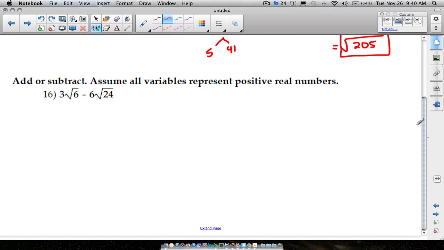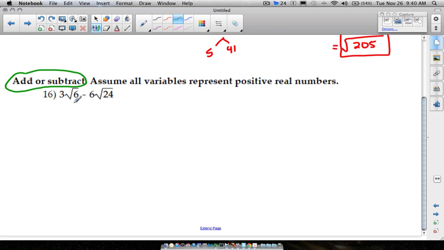Now, number 16, add or subtract, assume all variables represent positive real numbers. In order to add these 2 radicals, remember, to add or subtract them, you must have like radicals. These 2 things do not add up. You don't want to take 3 minus 6 and say negative 3, and 6 minus 24 and say square root of negative 18. That is not correct at all. Don't do that. We have to have the same radical. We do have the same index, but our insides do not match up.